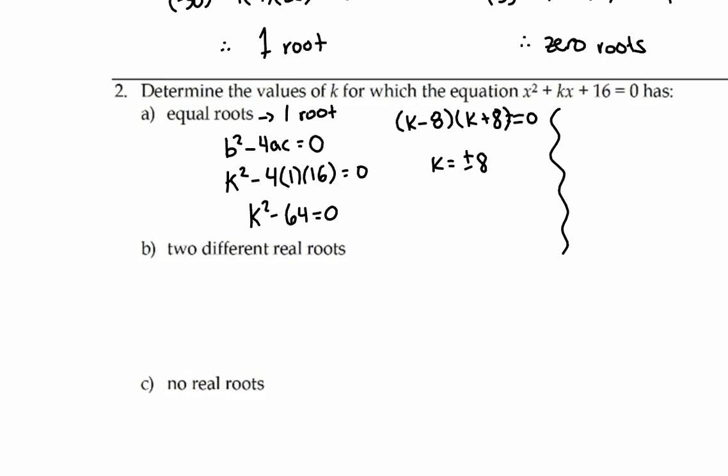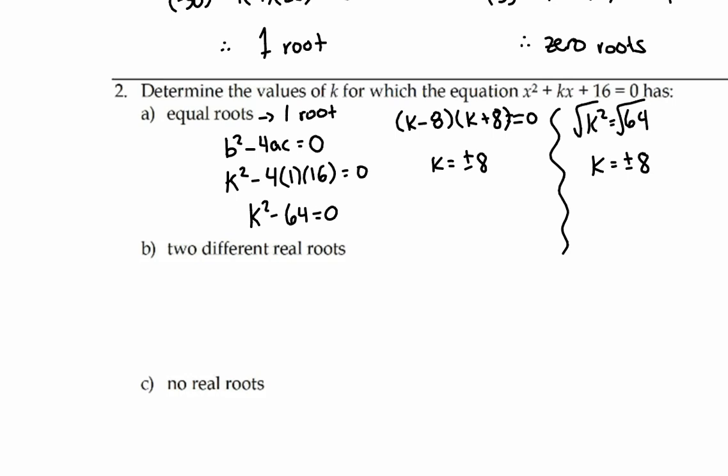Because of the form, there's no k term, you could have also solved this one by adding 64 to the other side and then square rooting both sides. But if you square root both sides, what do you have to remember? Plus or minus. So either method works, since it's just k squared equals a constant.